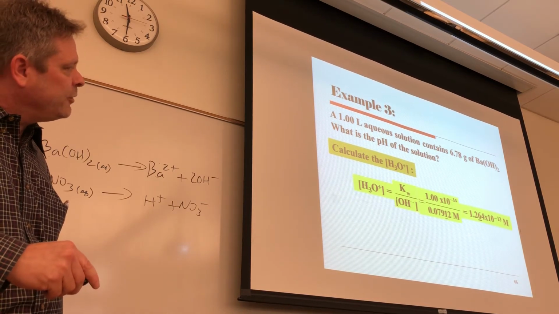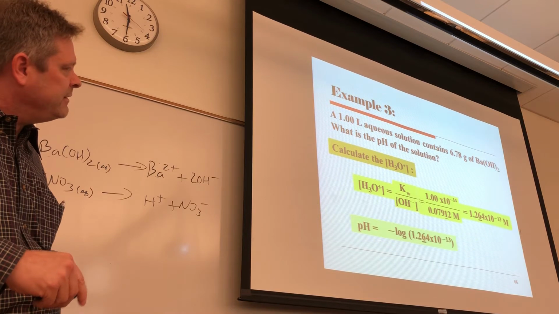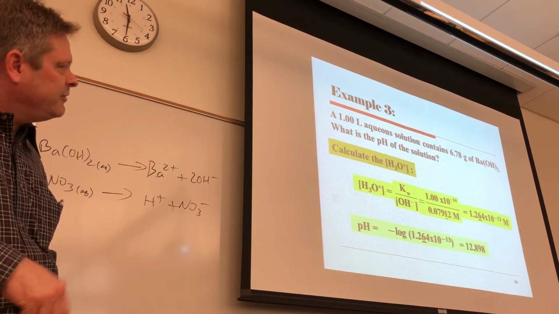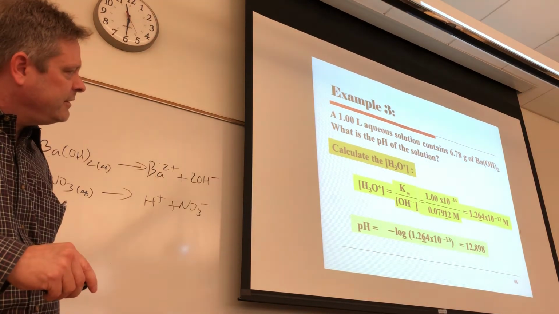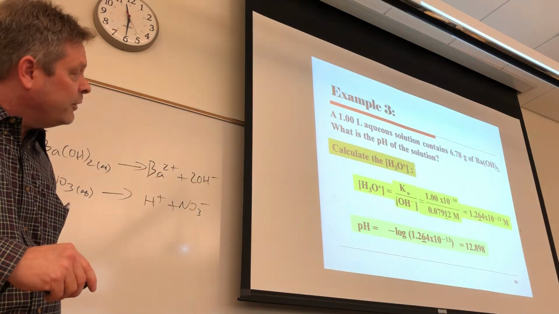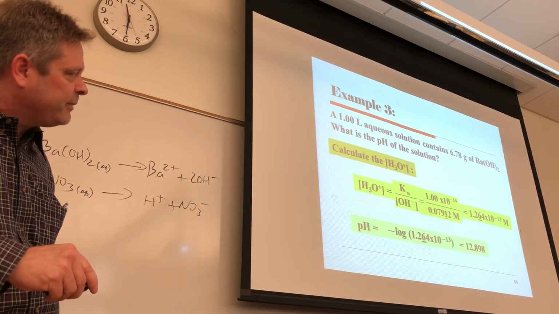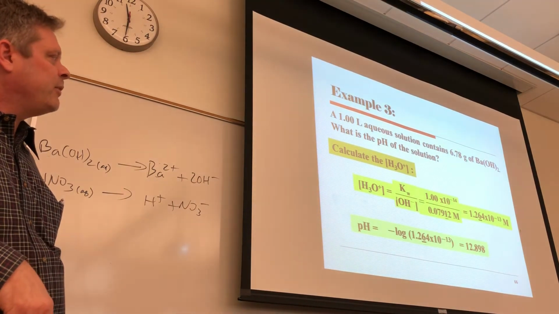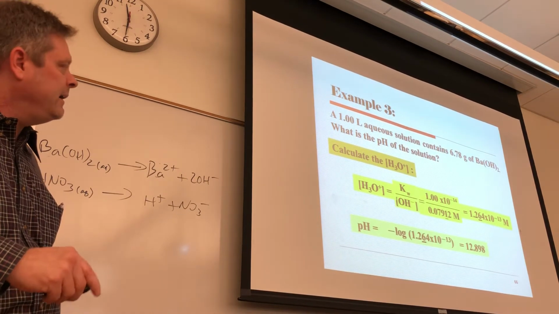So there's my hydronium concentration. Now let's just plug it into the pH formula, and that gives me, so I have 4 sig figs. So this is wrong because, oh no, 3, because of the underline. So this should be 3 from the decimal. That gives me 12.898. That's my pH.